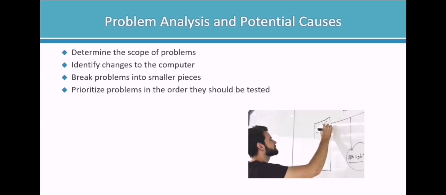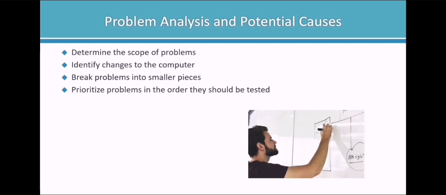So here are a few tips to use in problem analysis and cause identification. You want to determine the scope of the problems. This is accomplished by questioning the customer. They will identify many issues that exist. For example, based on their discussion about the behavior of the computer, they might say it's slow.